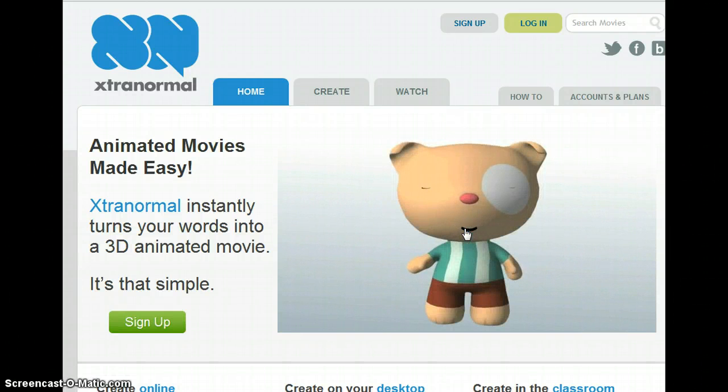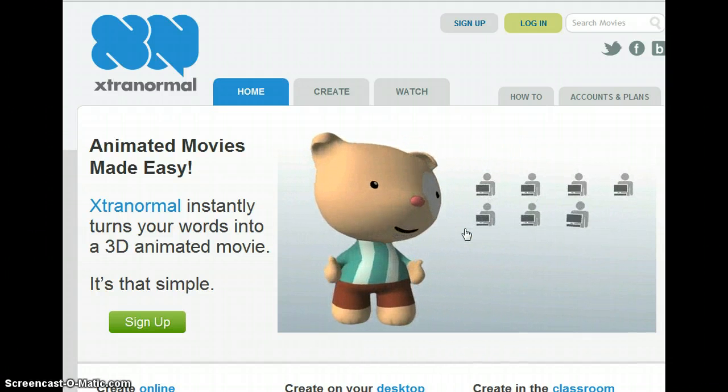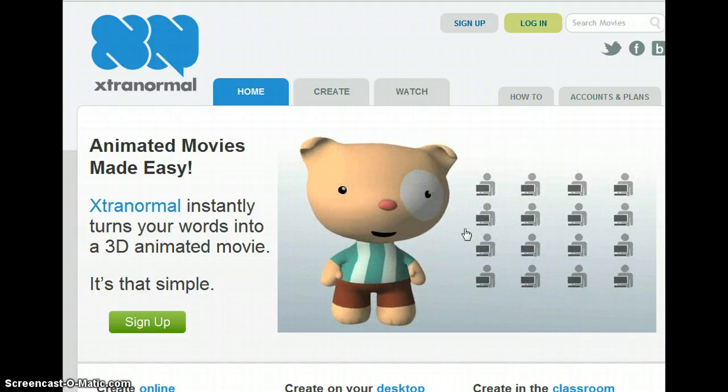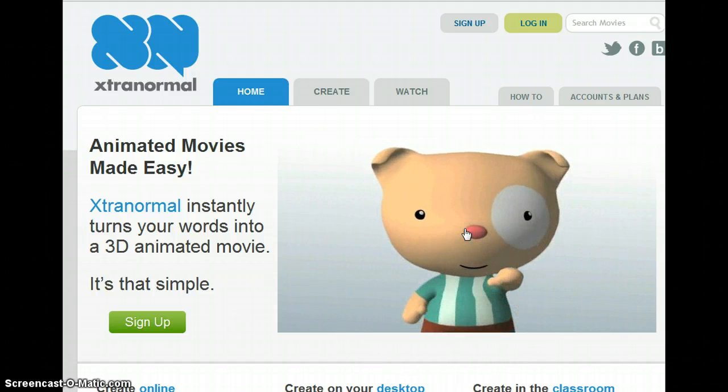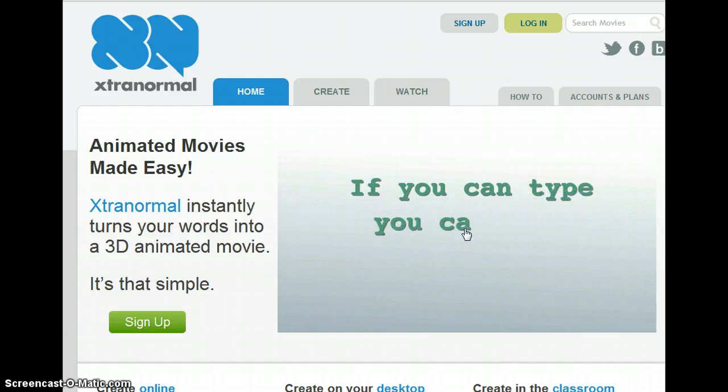To make an animated movie, you used to need lots of people and fancy software. Now, all that's needed is you and a keyboard. That's because with Extra Normal, if you can type, you can make movies.